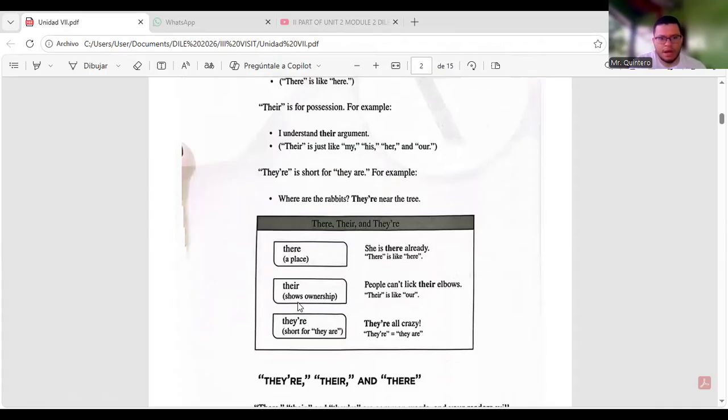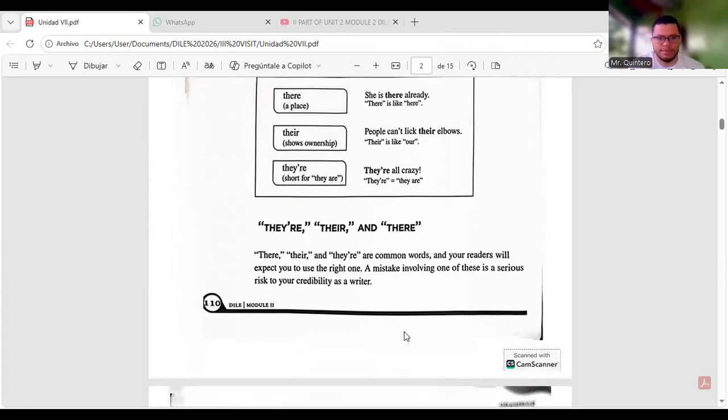Their shows ownership. Their en este caso demuestra posesión o que alguien es dueño de otra cosa. For example, people can't leave their elbows. Their elbows. Cuando decimos their elbows, estamos hablando ¿de sus qué? De sus codos. Entonces, observamos por aquí que their is like our. Their es posesivo. Tenemos they're, short for they are. For example, they're all crazy. Todos están locos. They are. Es lo mismo. It's equal to they are.